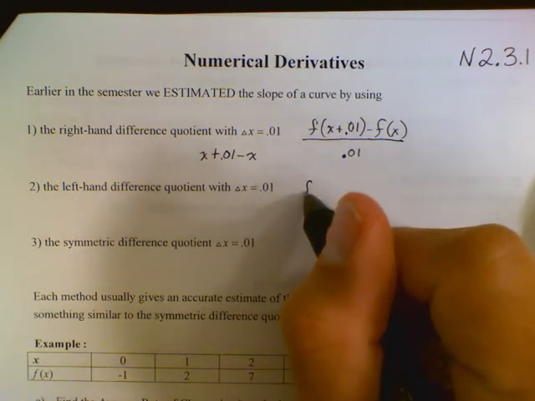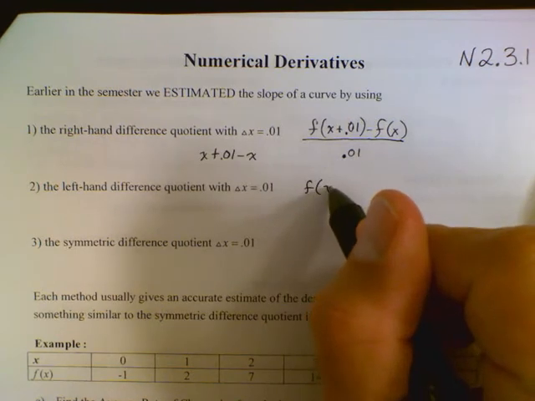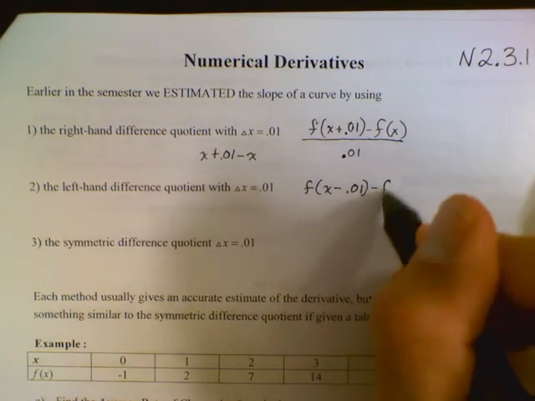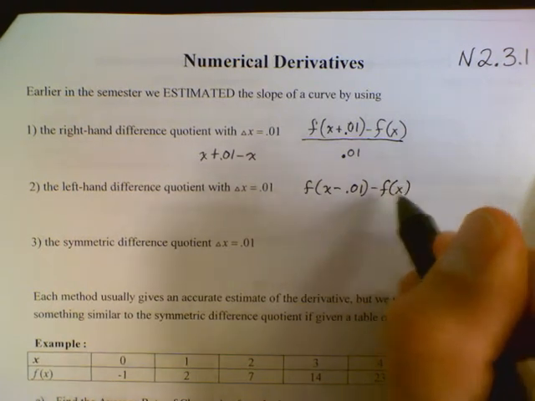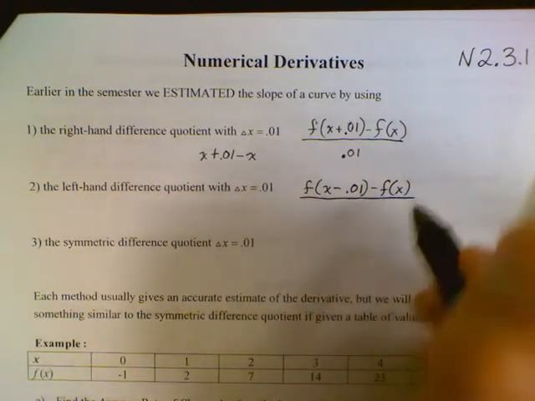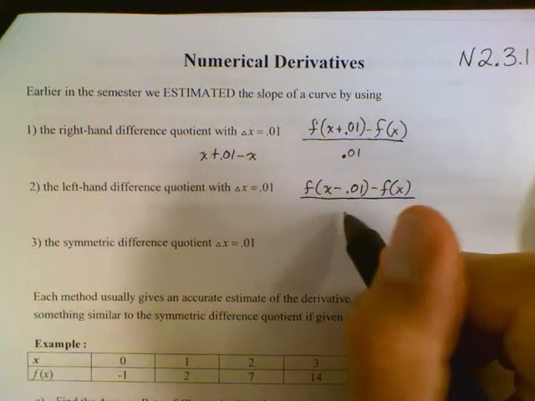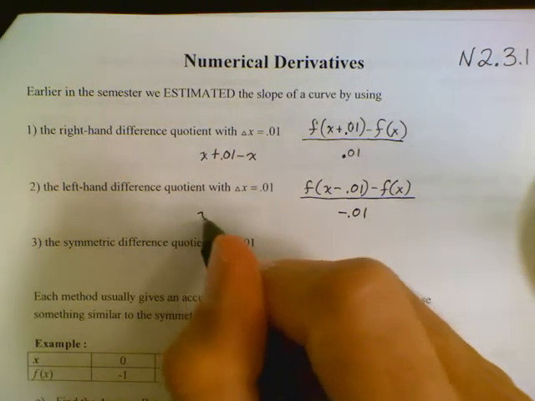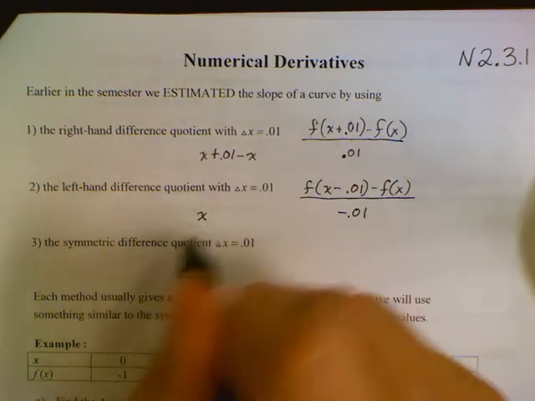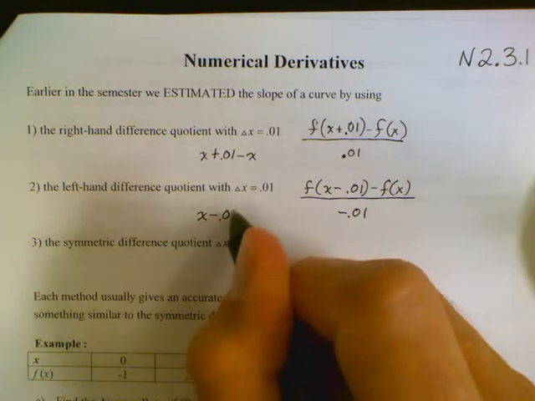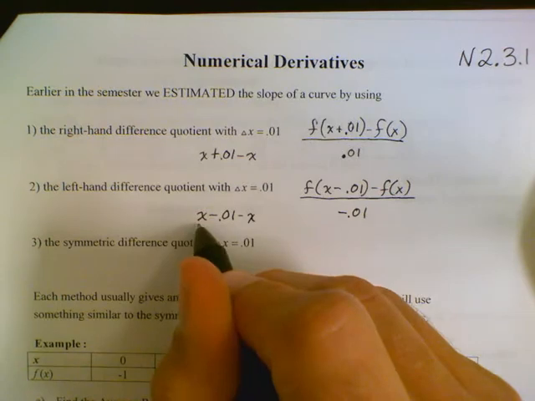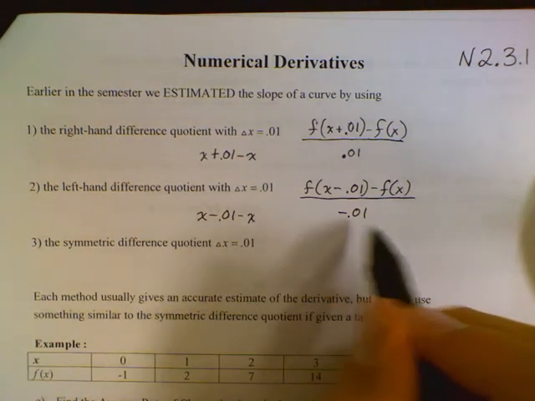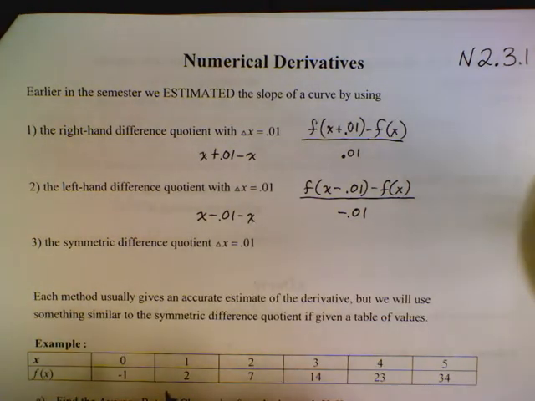We can also do a left-hand difference quotient, so we would say something like f of x minus 0.01 minus f of x, and that would be over negative 0.01. And there I just did a little bit of subtraction. I said x minus 0.01 minus x, so I combined the like terms. X minus x was 0, so you just have this negative 0.01 as a result.